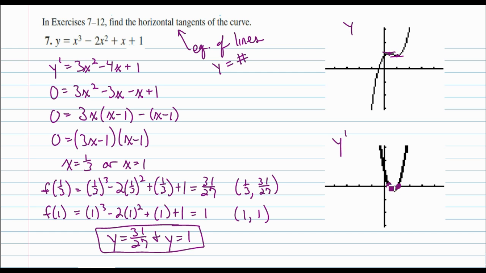So I use the zeros of the derivative where the slopes equal 0, those x values, to find this location of the horizontal tangents in y, and then I found those y values to find the actual equation of those horizontal lines.